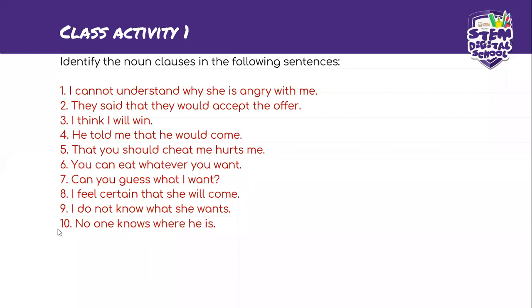So do we all understand how we identify a noun clause in a sentence? Do we all understand that, or is there anyone who needs clarity on something before we move on to the next class activity, which will be about adjectival clauses?